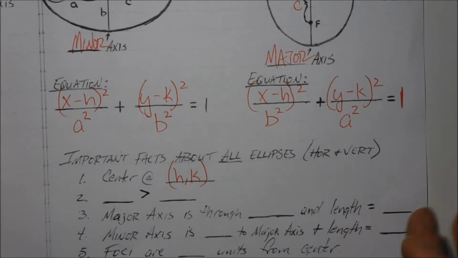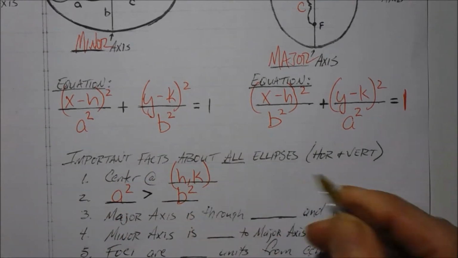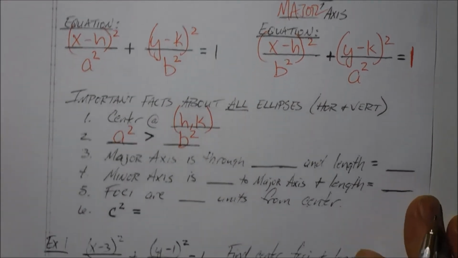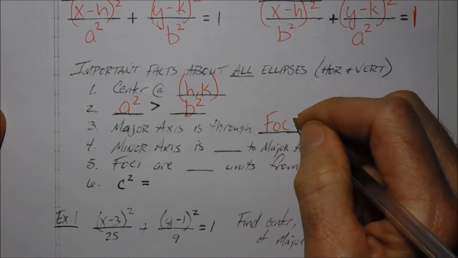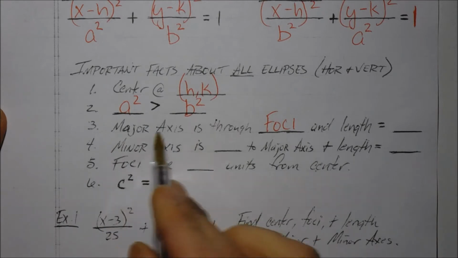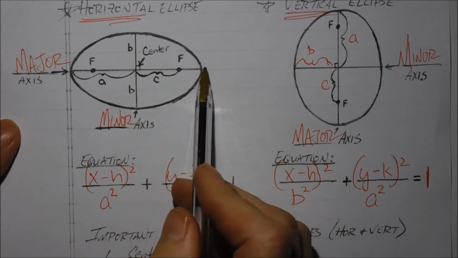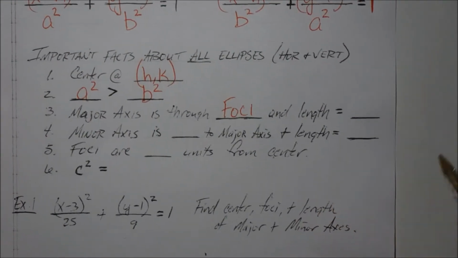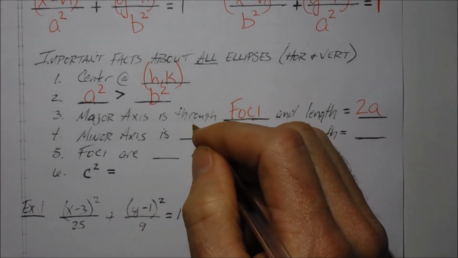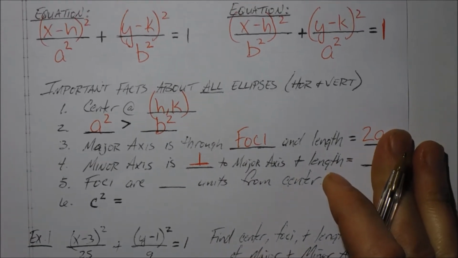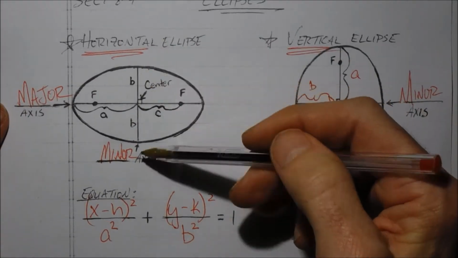All right, things to remember. Remember, a squared is always the bigger one, so a squared is going to be bigger than b squared. Okay, always true. Major axis. More on these notes. The major axis is going to go right through the foci. And the length of that major axis is easy. Remember, major axis, this is a. This is a. What's the length of the major axis? Darn tootin', 2a. You got it. The minor axis is always going to be perpendicular to the major axis. Okay, they're perpendicular. And the length of the minor axis, yeah, is 2b.